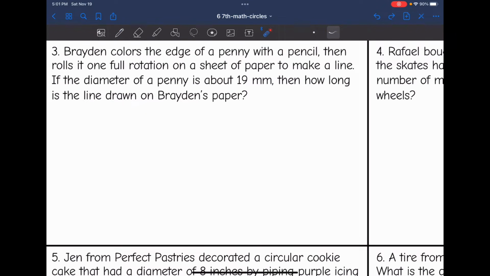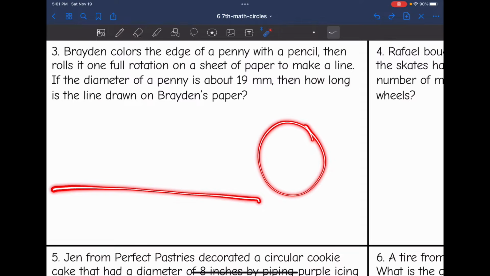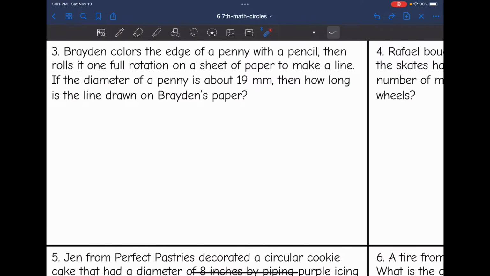All right, let's look at number 3. It says Braden colors the edge of a penny with a pencil and then rolls it out in one full rotation on a sheet of paper to make a line. If the diameter of the penny is about 19 millimeters, then how long is the line drawn on Braden's paper?